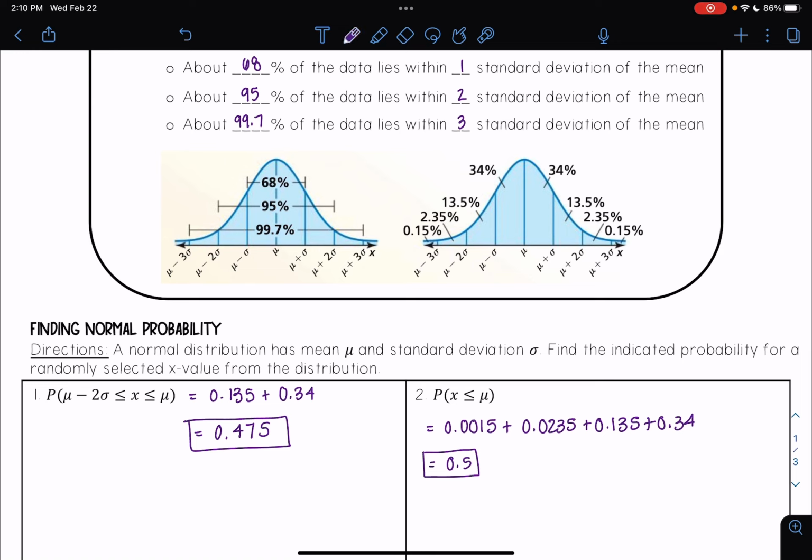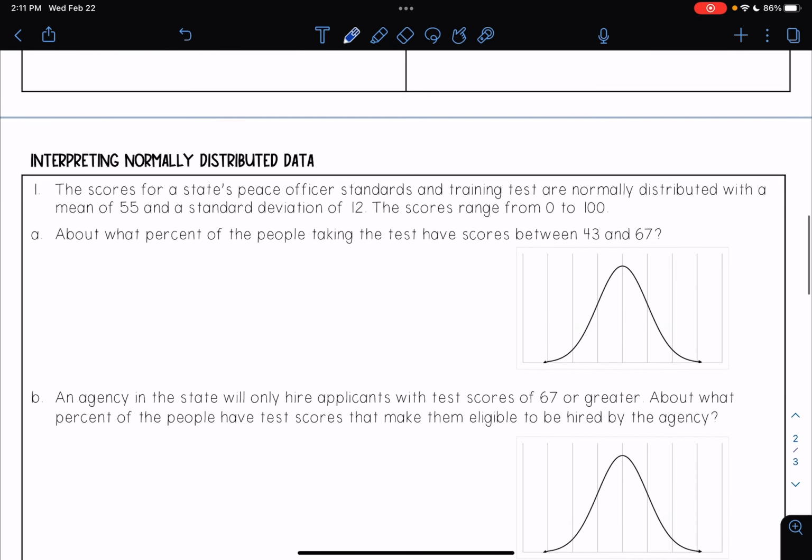And something I just want to note here before we go into that problem is that each time we're going to the left, we are subtracting a sigma. So to get from mu minus sigma to mu minus 2 sigma, I am subtracting, where over here I am adding my standard deviation each time. So it's important to note before we do this problem.